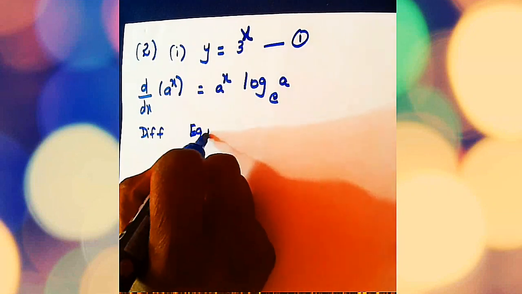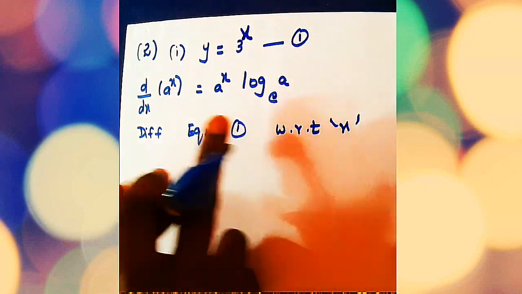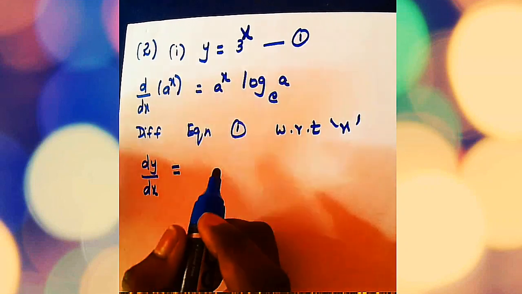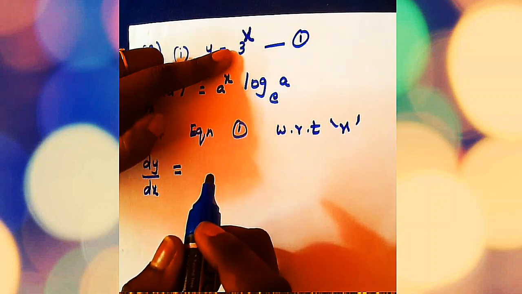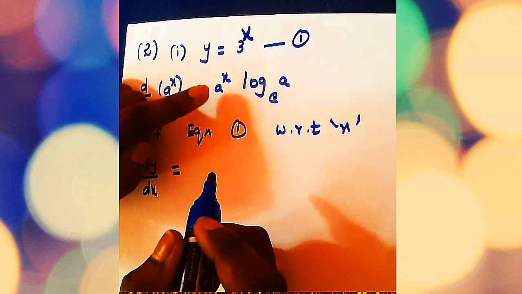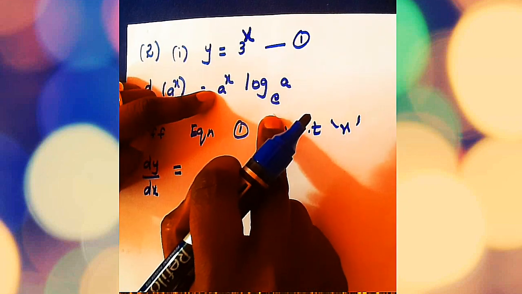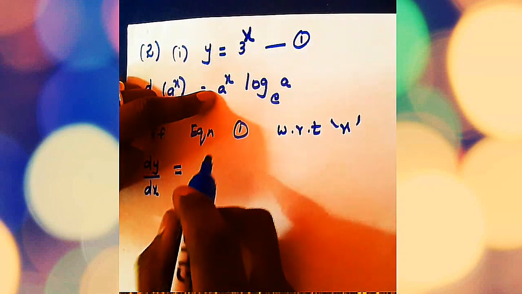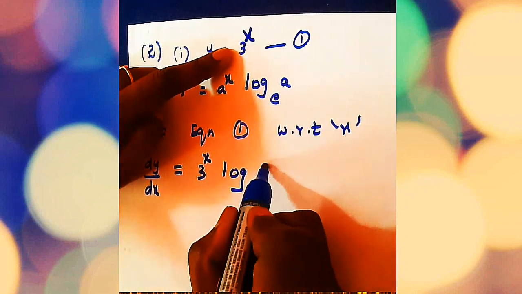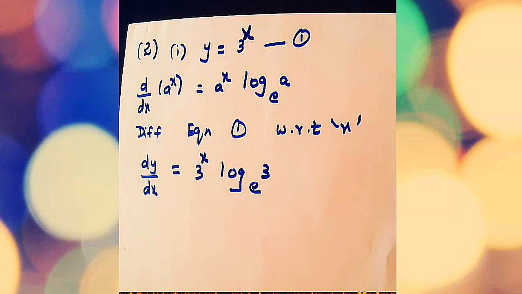Differentiate equation 1 with respect to x. Differentiation of y with respect to x gives dy by dx, which is equal to, it is of the form a to the power x. What is a actually here? 3. Excellent. I'm just substituting in the formula. Differentiation of a to the power x is a to the power x log a to the base e. So a to the power x, with a equal to 3, gives 3 to the power x log 3 to the base e. This will be the answer.